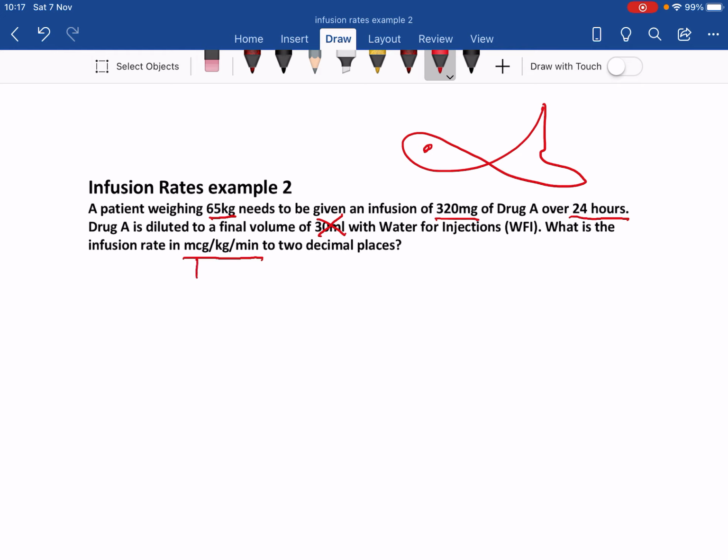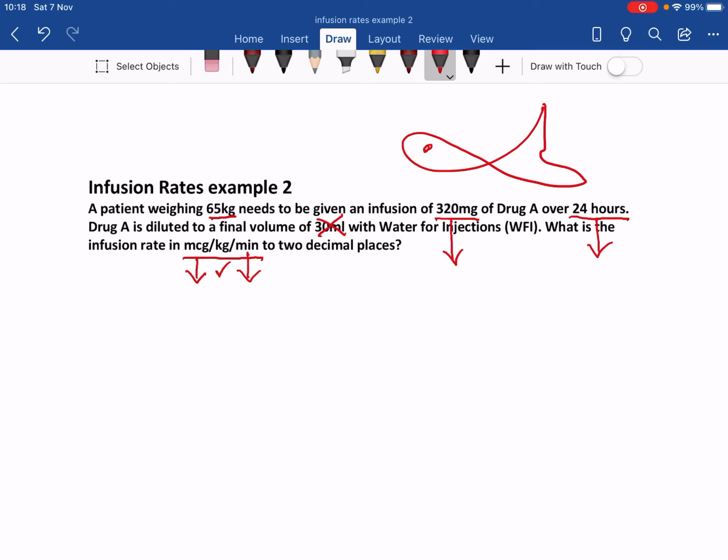I would also note the units at the moment. We want micrograms per kilogram per minute, but we have a weight in milligrams. So at some point we need to watch out for converting the units. The kilograms is fine, it is as is, but the infusion rate is per minute, and our infusion we know is over 24 hours, so we need to convert the time.